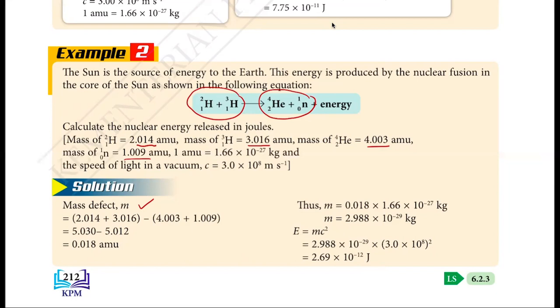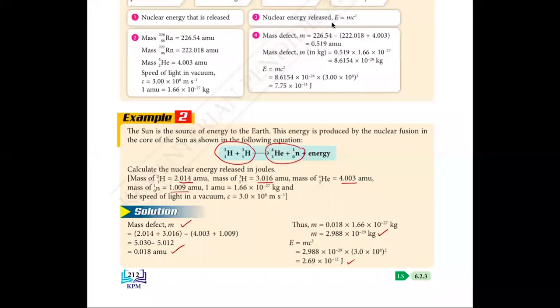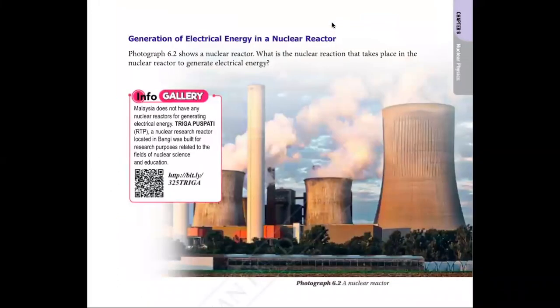Okay, so you get 0.018 AMU, and then convert the value of AMU into kilogram. Then you will get 2.988 times 10 to the power negative 29 kilogram. Then substitute it into the equation of E equals to mc square, and you will get the answer in joule. Okay, so that is for example 2.